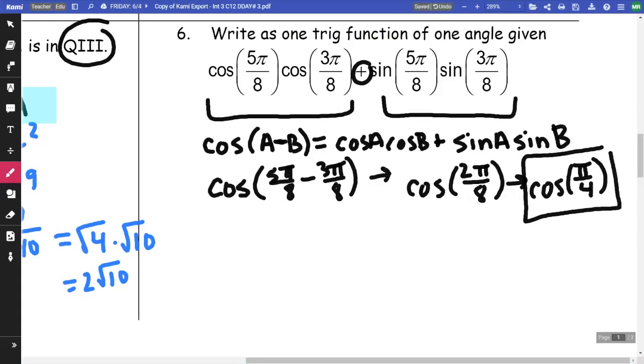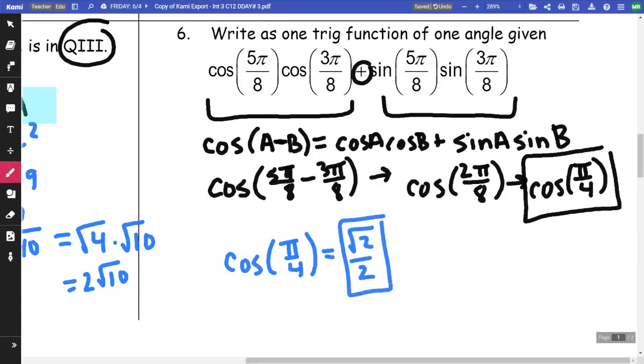Now they asked us to write it as a single trig function of a single angle, but we actually could compute that because we do know what cosine of pi fourths is. That is equal to root 2 over 2. Okay, so that's what that equals. They did ask us to write it as one trig function of one angle, so that's what that answer is. But again, they could have asked us to evaluate it, and we would have changed it to this form and then realized that cosine of pi fourths is root 2 over 2.